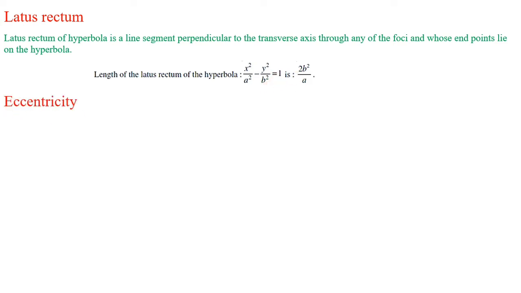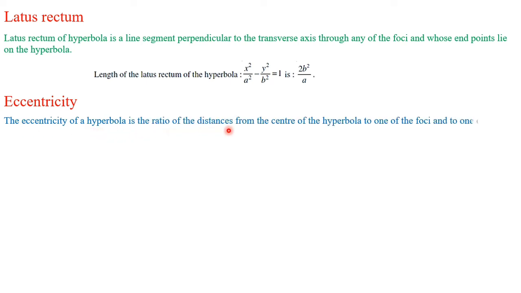Next is eccentricity of hyperbola. The eccentricity of a hyperbola is the ratio of the distance from the center to one of the foci and the distance from the center to one of the vertices of the hyperbola. So e is equal to c by a, that is the eccentricity calculation formula.